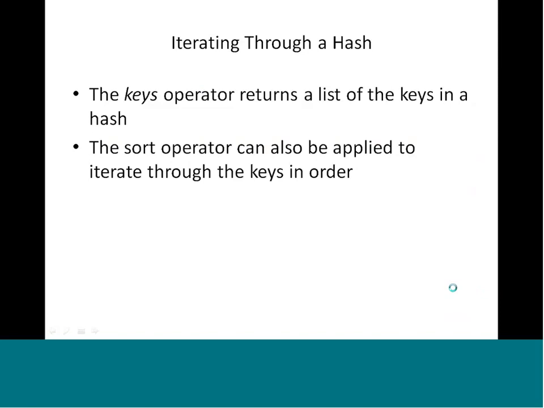Now we want to iterate through the hash. Actually, there are two functions to do this. The first one is the keys operator, which will iterate through all the keys. The other one we will learn a little bit later. Also the sort operator is another one which can be applied to iterate through the keys in order. So let's see how we can use it.